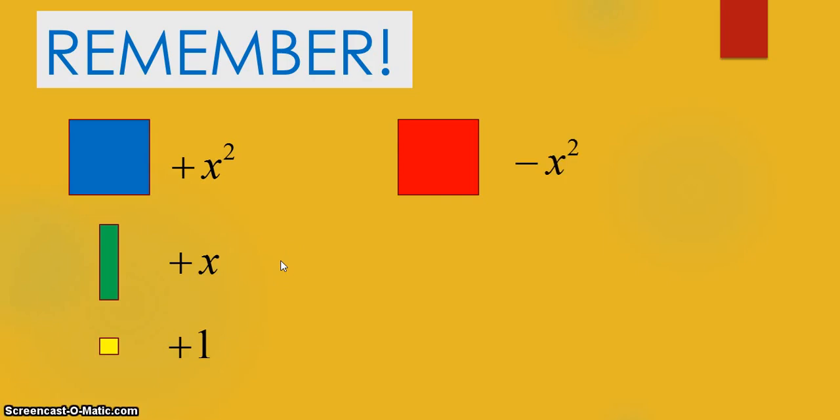Negative x squared for the large red square, the long red bar is negative x, and the small red square is negative 1. When we do not have color tiles to use, we can still demonstrate using algebra tiles. We simply shade when we're referring to positive numbers and leave the blocks unshaded when looking at negative numbers.